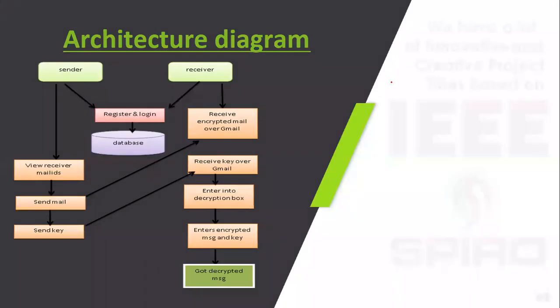Architecture diagram. So in this there will be a sender and a receiver. What the sender will be doing is registering and logging in with their original mail ID. After logging in, if the user wants to send the data to another user, for example user one is the sender and user two the receiver.